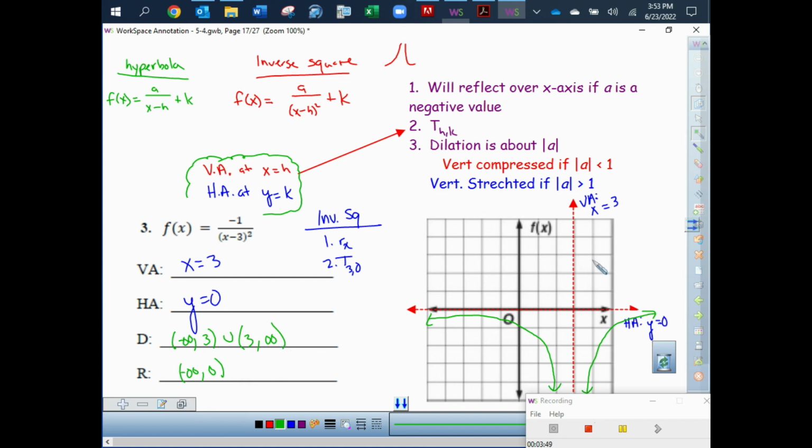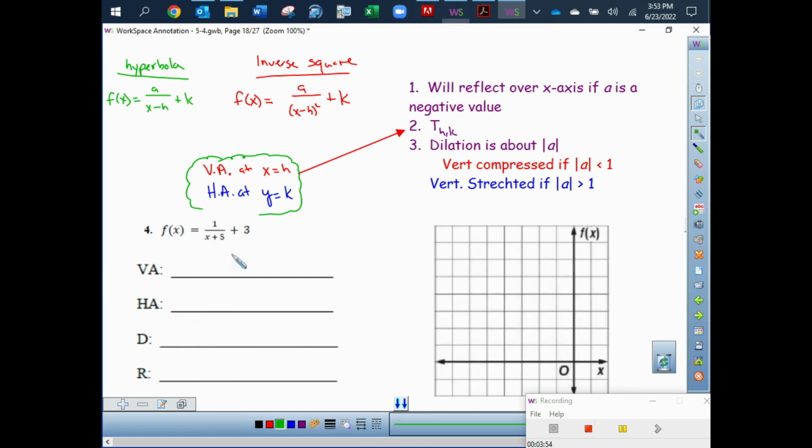So cool. Let's give you a chance to try some here. So first, recognize. See, x is down in the denominator, so it's either a hyperbola or an inverse square. Check me out. What do you think? Hyperbola or inverse square? This is definitely a hyperbola. So we'll recognize. I want you to spell that word out. Hyperbola.